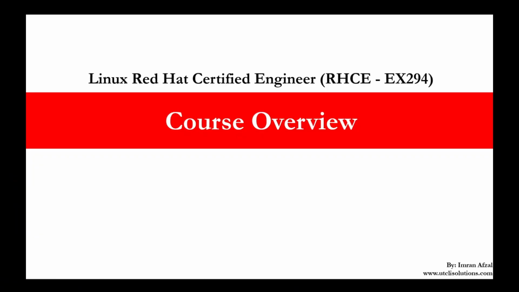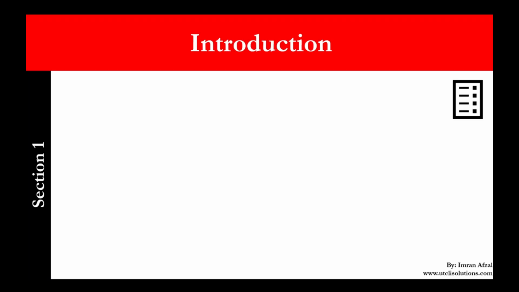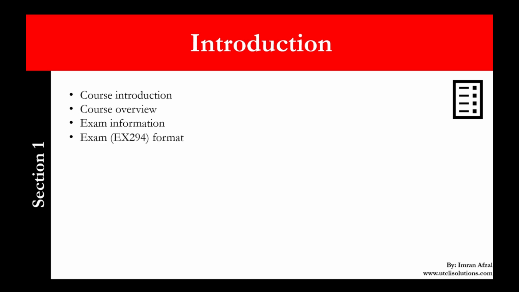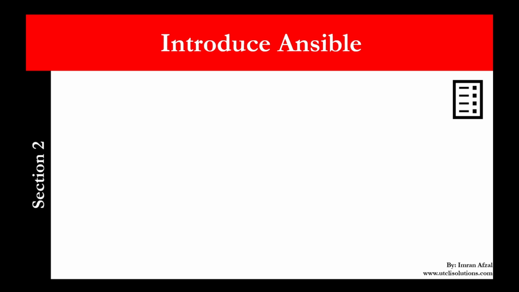Hey folks, let's go over our course content. What is included in this course? I have divided this entire course into 10 different sections. Section 1 is the introduction, which will cover the course introduction, the overview, exam information, what you should know, the exam format, how the exam is going to look, and there are going to be handouts that you should read. Then in section 2, we will introduce Ansible.